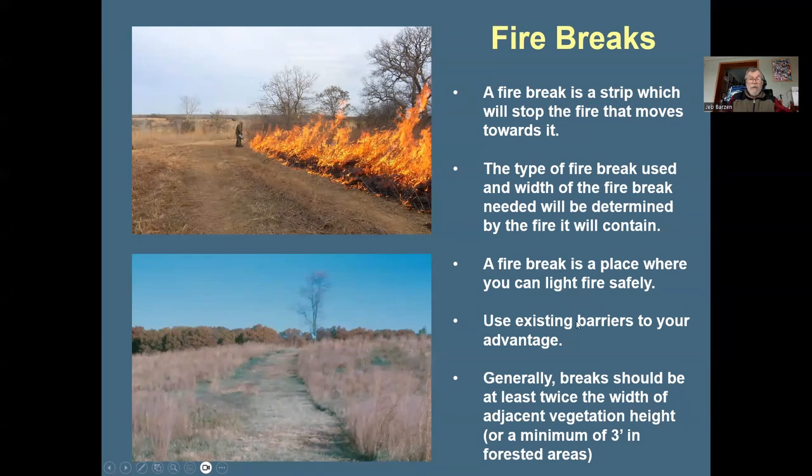Using existing barriers certainly can lessen your work in creating these fire breaks. And there's any number of different ways that you can actually make a fire break, and we'll go through some of those here with a few examples.